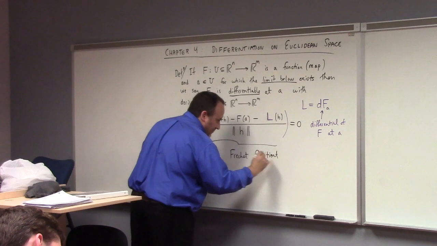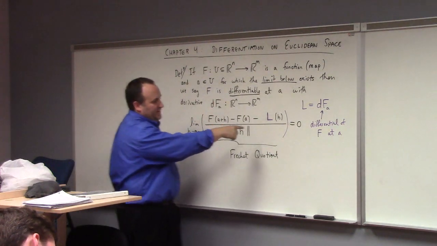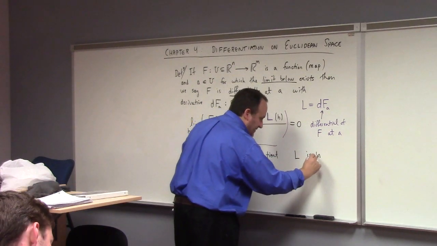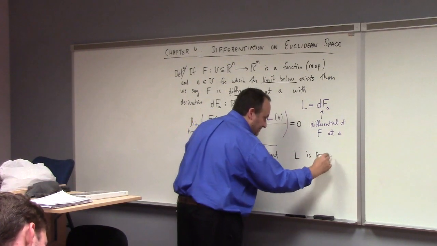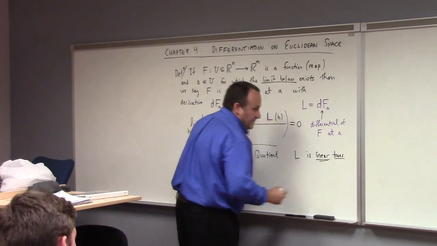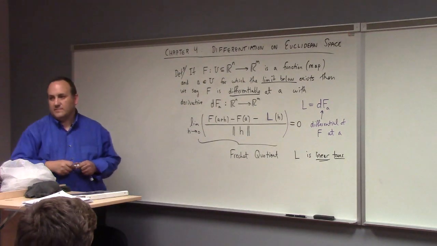And to be more precise, if a function has, and this L by assumption is a linear map. L is linear. That's assumed here in the definition. Linear transformation. If you know what that is, great. Many of you do, because you've either had linear algebra or you've, yeah.